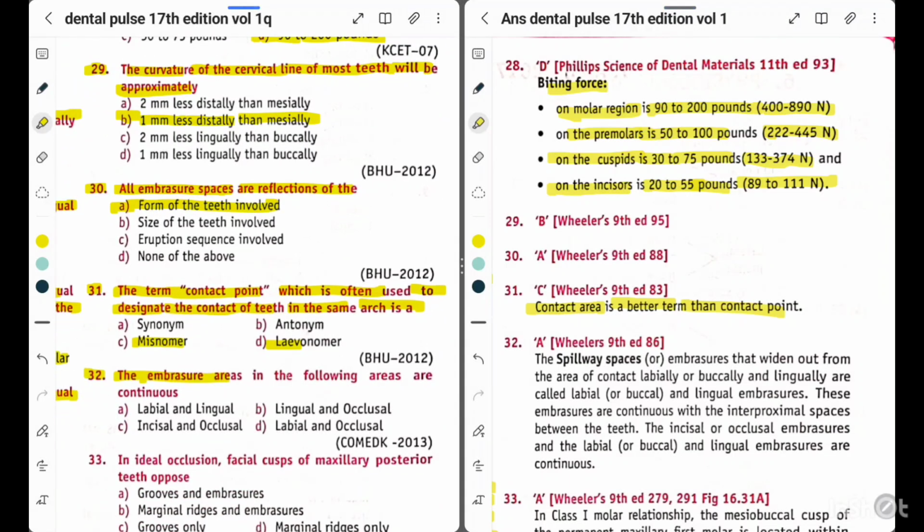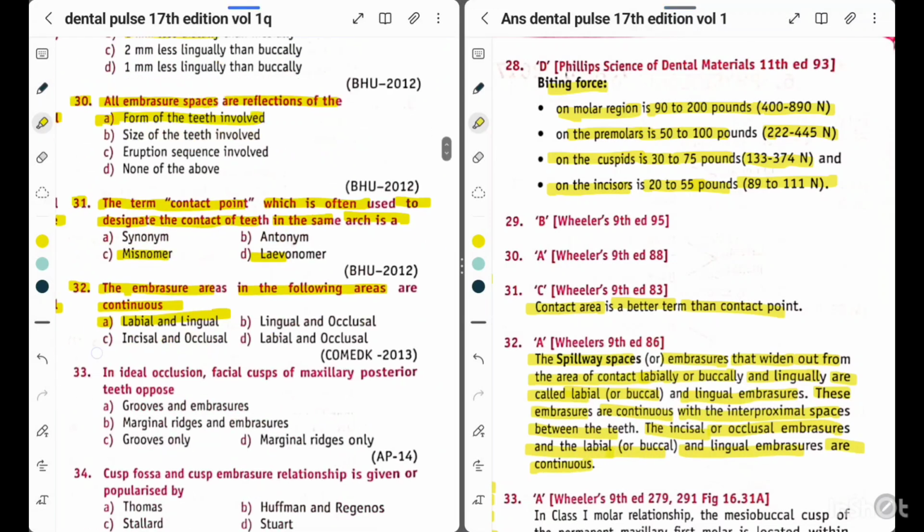Question 32. The embrasure area in the following areas are continuous. Option A, labial and lingual, option B, lingual and occlusal, option C, incisal and occlusal, option D, labial and occlusal. So its answer is option A, labial and lingual. The spillway spaces or embrasures that widen out from the area of contact labially or buccally and lingually are called labial or buccal and lingual embrasures. These embrasures are continuous with the interproximal spaces between the teeth. The incisal or occlusal embrasures and the labial or buccal and lingual embrasures are continuous.